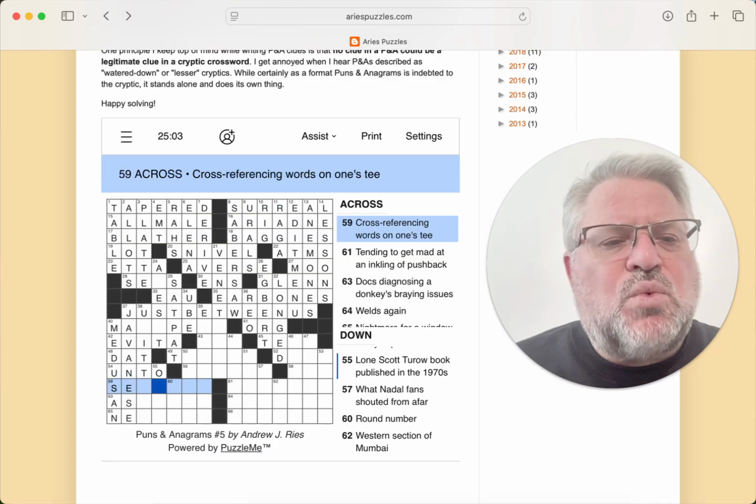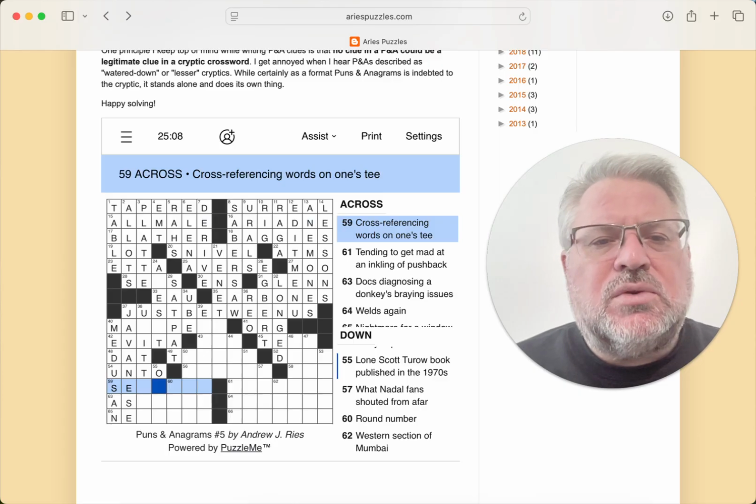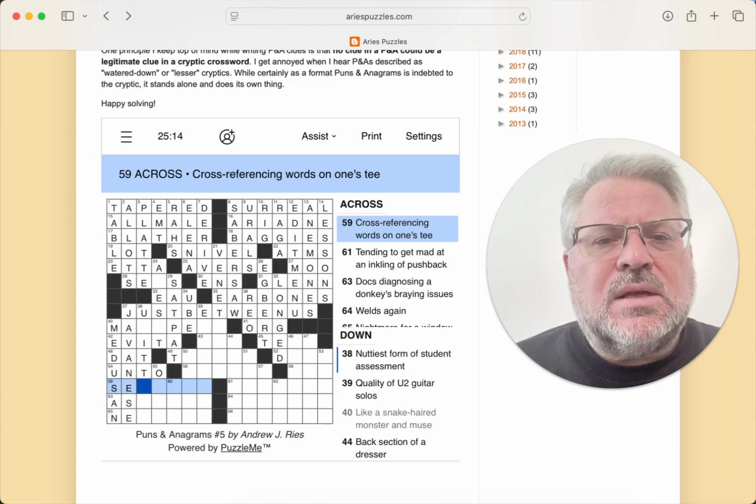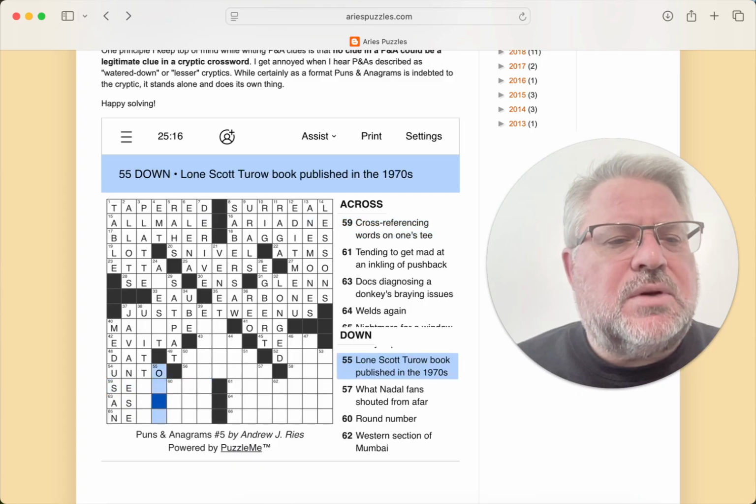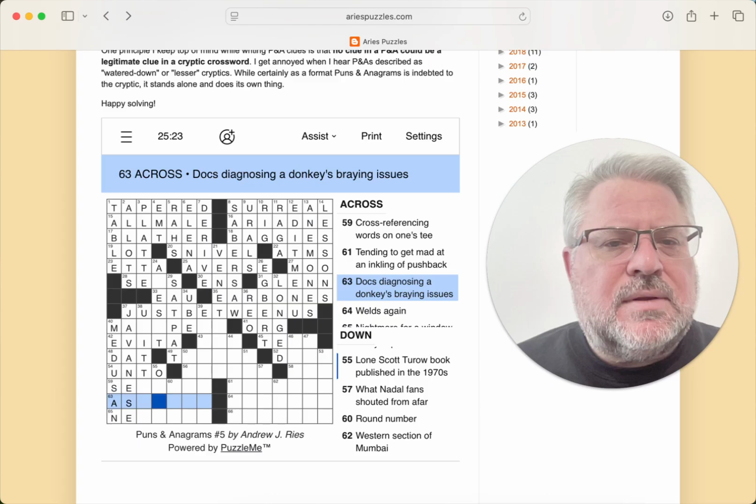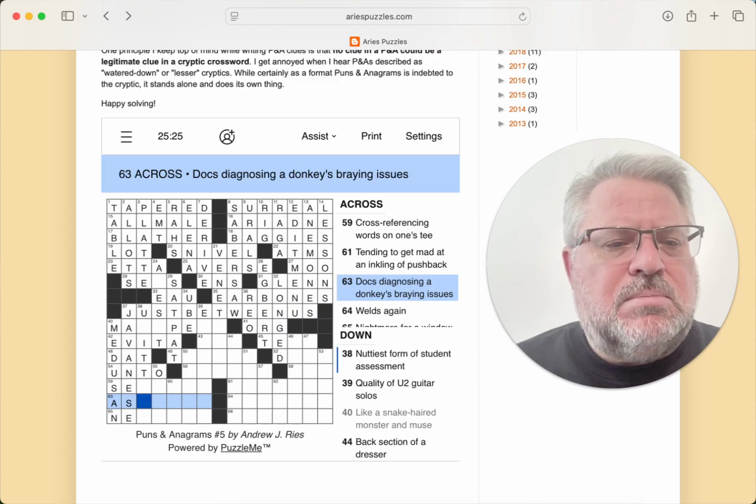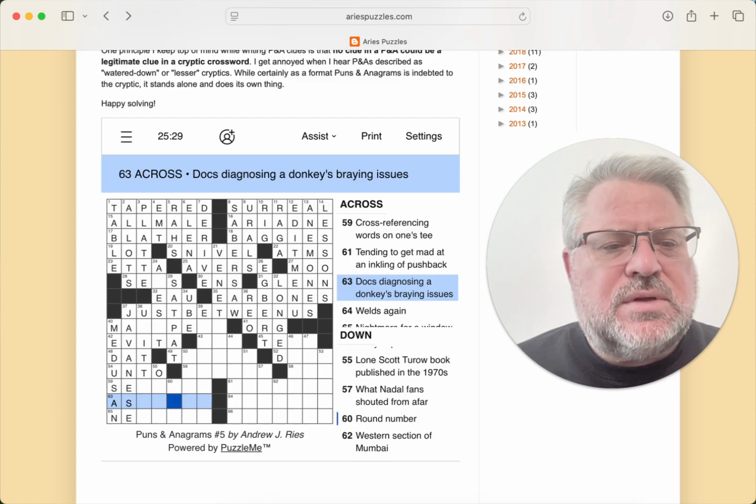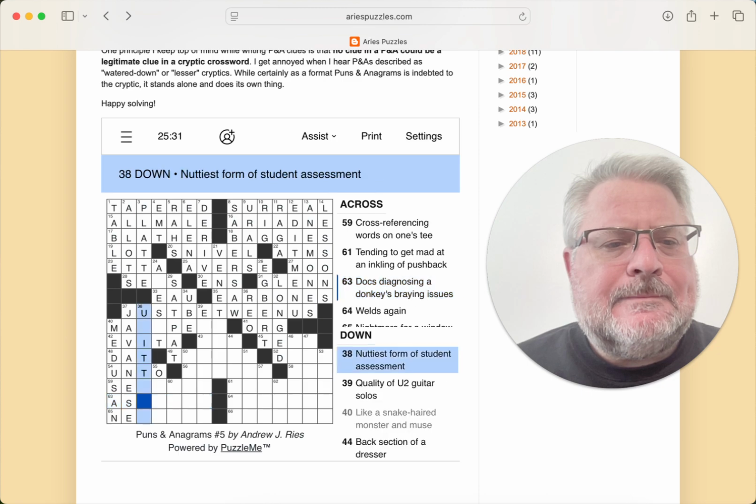Cross-referencing words on one's T. One's T, or on one's T, is... that cross-referencing? I don't know. 63 across. Docs diagnosing a donkey's braying issues. So donkey may be ass, braying issues. No.